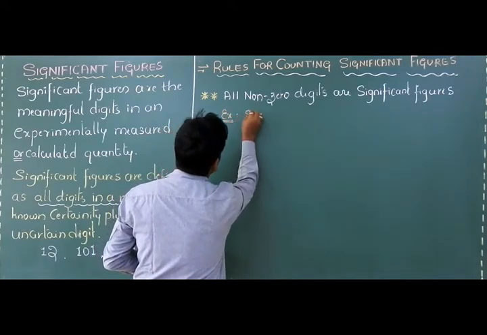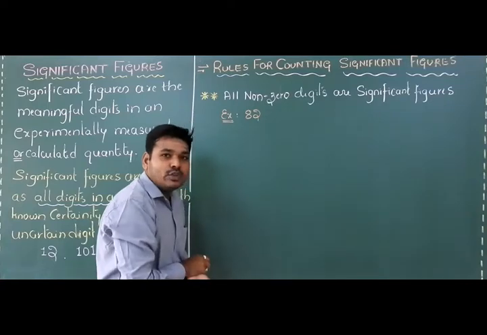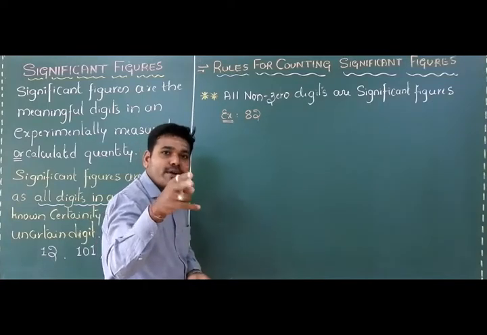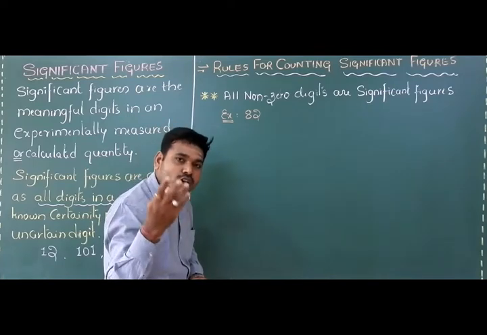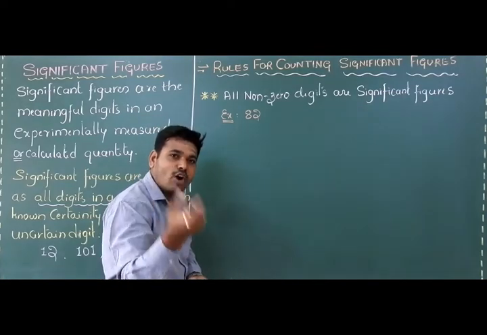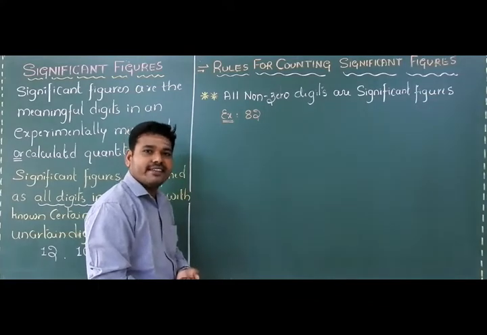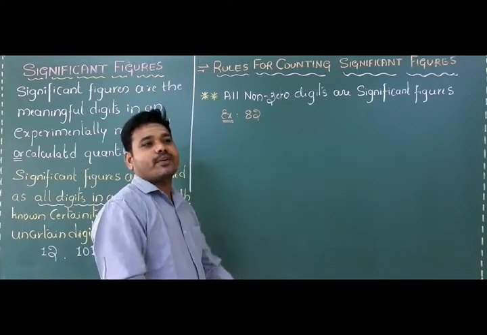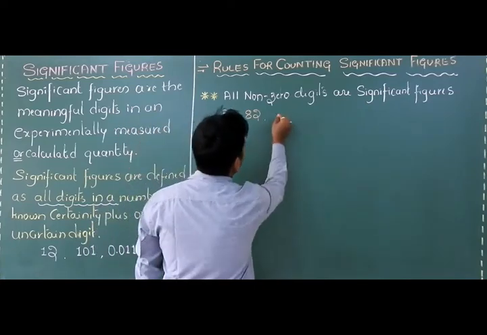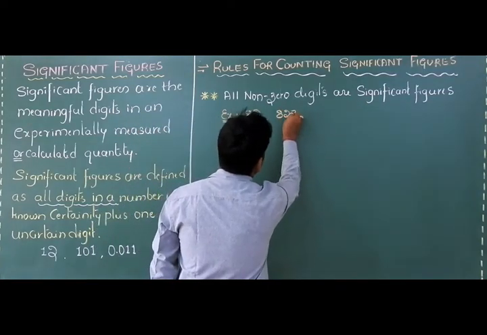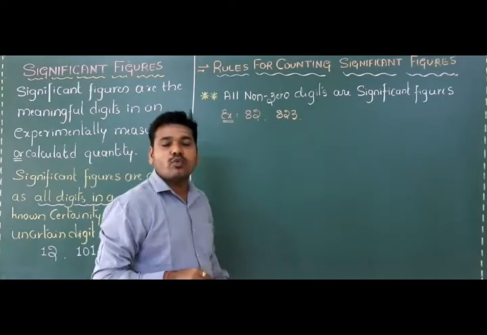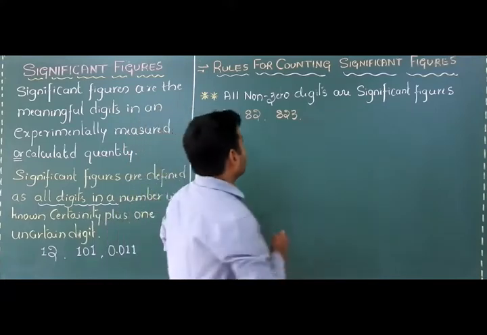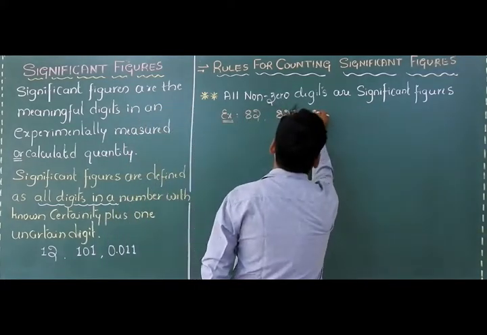82 is a given number. This number is a 2-digit number, and both the digits are non-zero digits only. Then tell me how many significant figures are present in this given number, students? Yes, very good. 2 significant figures are present. Similarly, let us take one more example. 823. Yes, tell me, students, how many significant figures are present? So 3 significant figures are present here. Now let us take one more example.